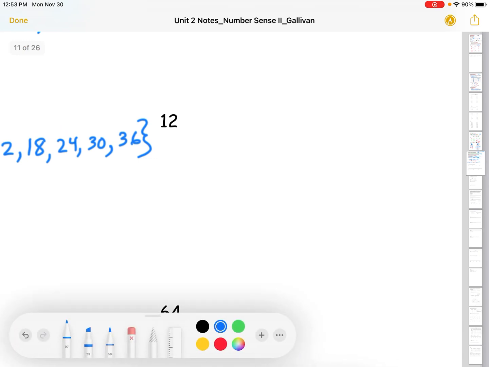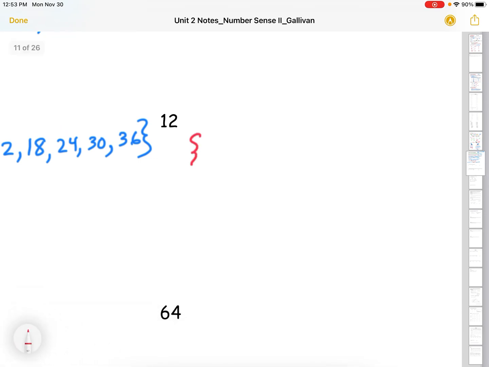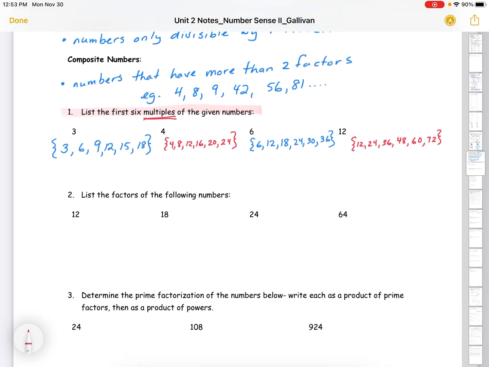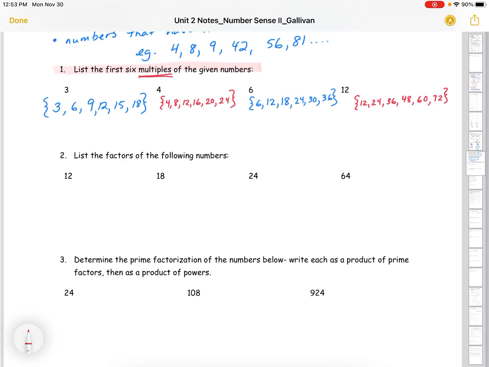Then 12. Woohoo! All right. 12 times 1 is 12. Times 2 is 24. Times 3 is 36. Times 4 is 48. Times 5 is 60. And times 6 is 72. Okay. So those are our first 6 multiples, okay? So think multiple, I'm going to have to be doing some multiplying. If we're going the other way, we're looking at factors.